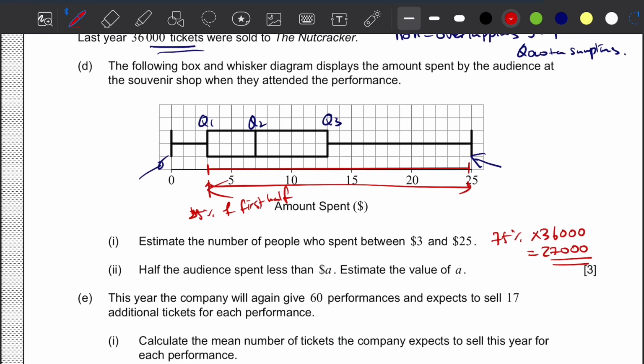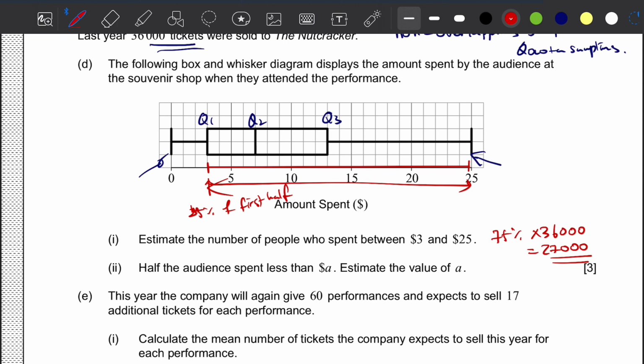Then part D(ii), half of the audience spent less than $8. We need to estimate the value of A. So 50% on a box and whisker diagram refers to Q2, right? Q2 is the median value, so it's the middle value, the center. So we can say that A is equal to 7.